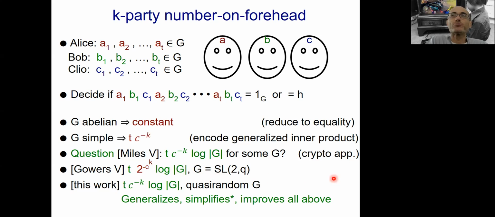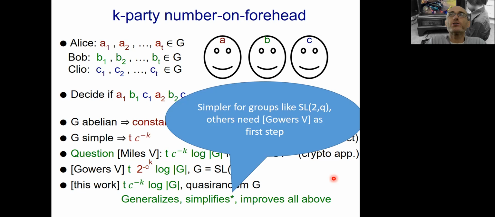There is a catch, and that's why you have the star next to simplifies, that the simplification is really striking for groups like SL2Q. The proof is really simple, and you don't need any of the previous machinery. For groups which are not as good for our purposes as SL2Q, you actually will still need the previous work with Gowers to kickstart the process, and then you can use our machinery to get a better bound. But if you just want SL2Q, or even groups which are close to SL2Q in a certain sense, you don't need the previous machinery.